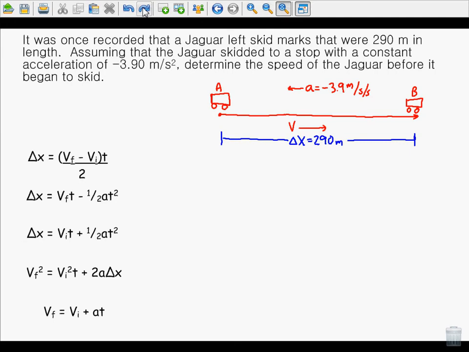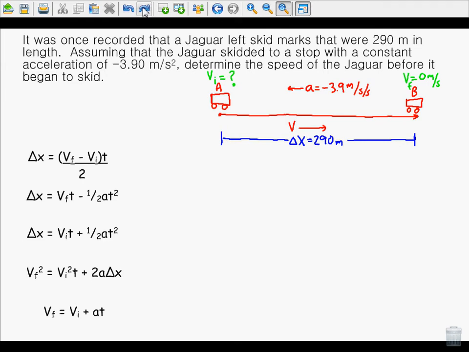So we know that the displacement from point A to point B is 290 meters. We also know that the final velocity is 0 meters per second, and we know that because it said it skidded to a stop. And when something comes to a stop, that means it is no longer moving, and that means it has no velocity. So I know that its final velocity was a stopping velocity, which is 0 meters per second. Now, it's the initial velocity that I don't know, and that's what the question is asking. Determine the speed of the Jaguar before it began to skid. So this is what I call my question mark. This is what I'm trying to figure out.